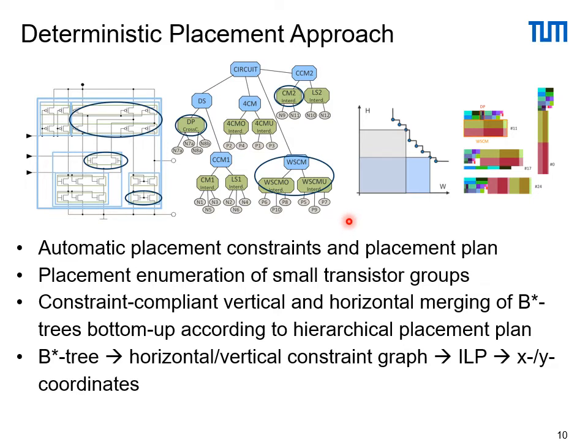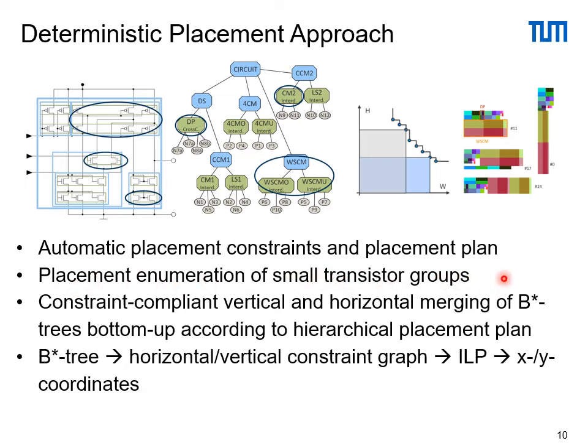Now, what we did then is you can again automatically create not sizing rules, but the placement constraints out of this automatic netlist analysis, and you can automatically create a placement plan which goes bottom up according to this hierarchical decomposition. So you start at the bottom level, and here you do placement enumeration.